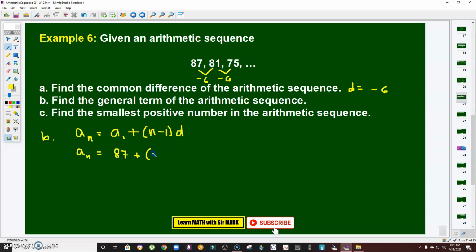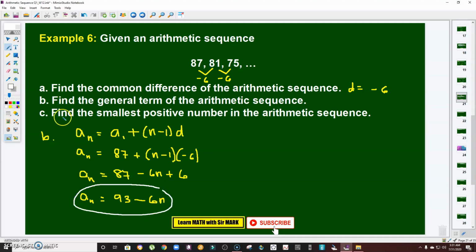so leave it as is. So, n minus 1, and we know the common difference, that's negative 6. Then, all you have to do is distribute negative 6. That is, a sub n equals 87 minus 6n plus 6. Can you follow? Negative 1 times negative 6 is positive 6. So, therefore, the nth term is given by 87 plus 6, that's 93, minus 6n.